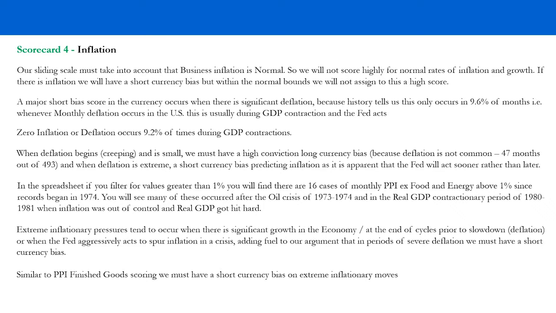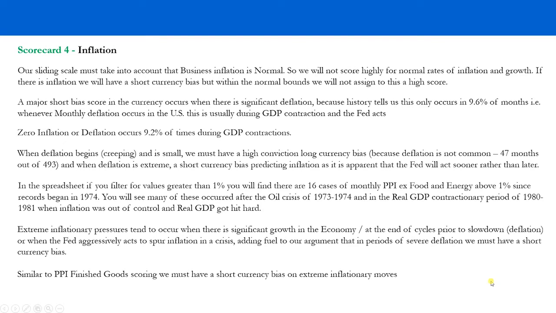So you can see the process overall in the way we're approaching our sliding scale is very similar to previous inflation numbers we've looked at and previous macro numbers, because in the extremes, we know that the Fed will act. Now, on the other side of our sliding scale, so on the inflationary side, if you go into the spreadsheet and filter for values greater than 1%, you'll find that there's very few cases. So there's only 16 cases of monthly PPI X food and energy above 1% since records began in 1974.